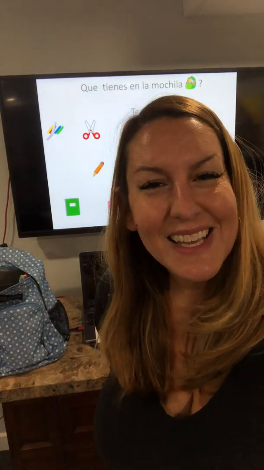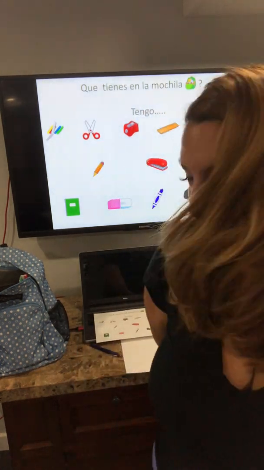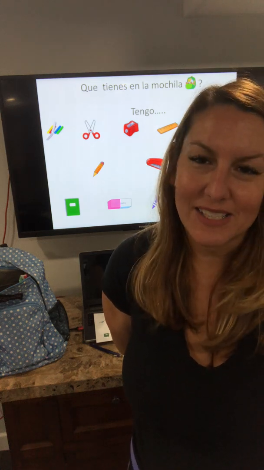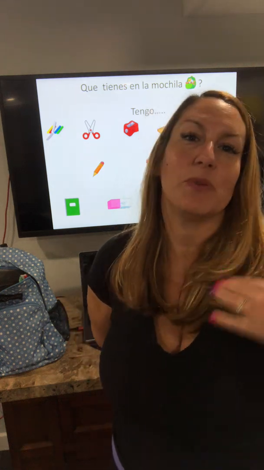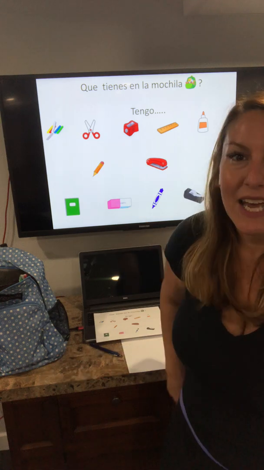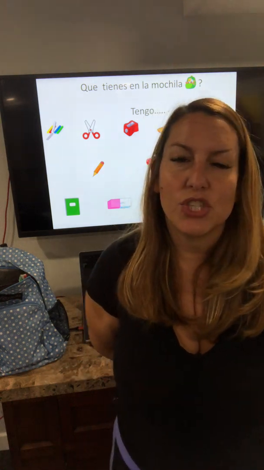Hola, buenos días. So today we're starting with our new unit, which is school supplies, útiles escolares. And we have an essential question for this unit. We'll learn this essential question because we'll repeat it over and over again. Our essential question for this unit is, ¿qué tienes en la mochila?